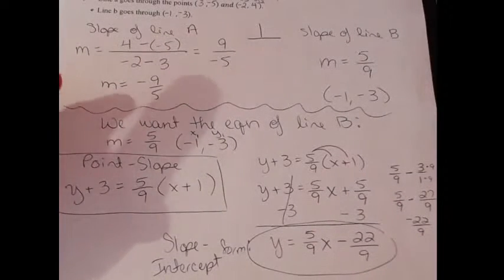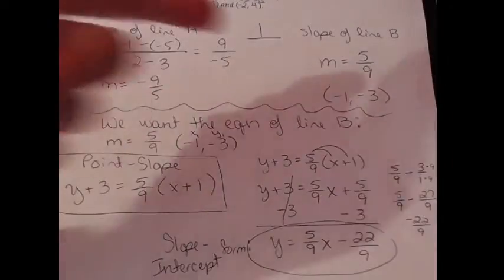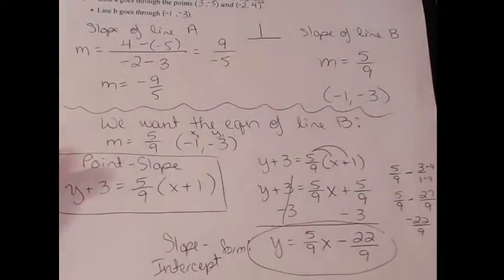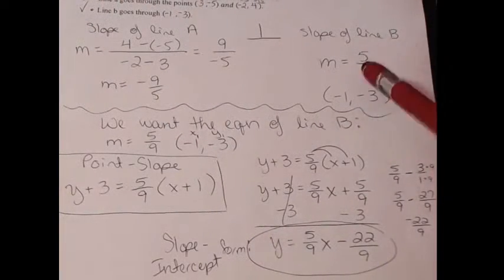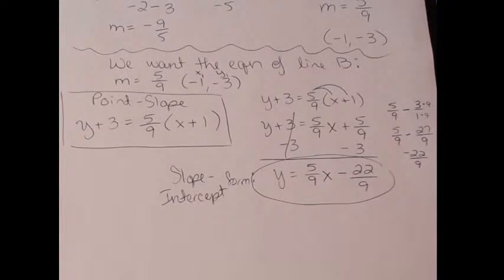After you found the slope for line A, you said, oh, wait a second, they're perpendicular. So that must mean the slope of line B is 5/9. And then you say, okay, well, if I know the slope and bullet 3 tells me the point that line B goes through, then bam, I have enough information to find the point slope and the slope-intercept form for the equation of line B.